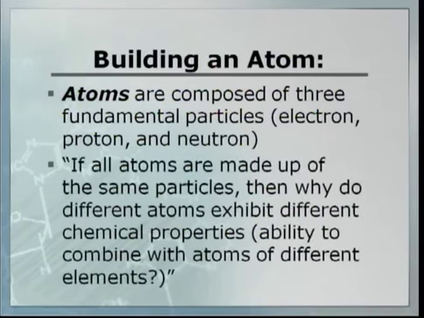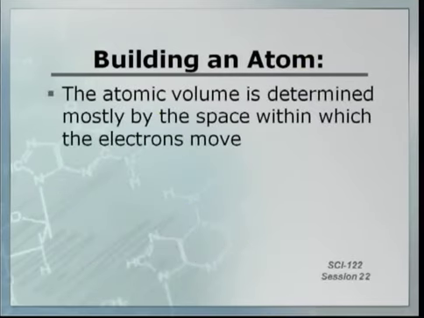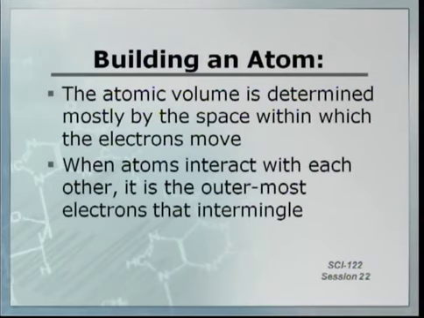And if all atoms are made out of the same particles, then why do different atoms exhibit different chemical properties, their ability to combine with atoms of different elements? Well, what happens is that, since the atomic volume is determined mostly by the space within which the electrons move, there's a lot of space between the electrons and the protons. When atoms interact with each other, it is really the outermost electrons that are intermingling.